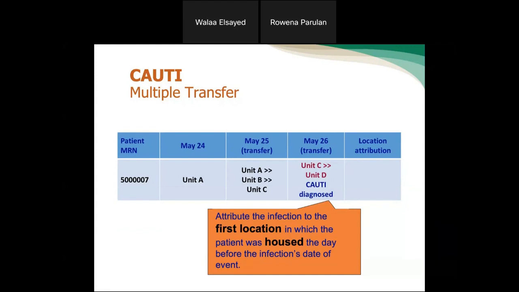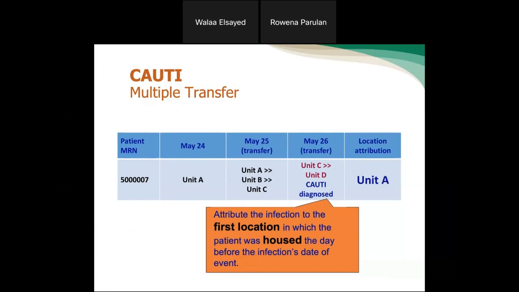Attribute the infection to the first location in which the patient was housed the day before the infection's date of event. As I told you, the location attribution will be the previous department, not the present department. So unit A will be the attribution of CAUTI, because it is where the patient was present one day before the day of event in the new location. I think this is clear.